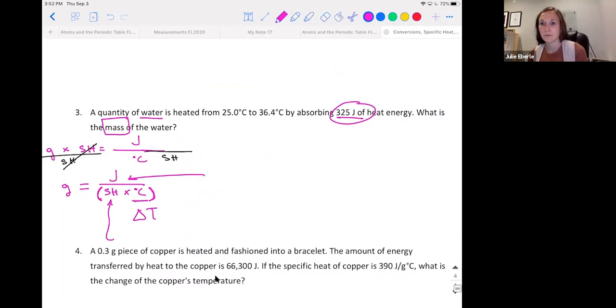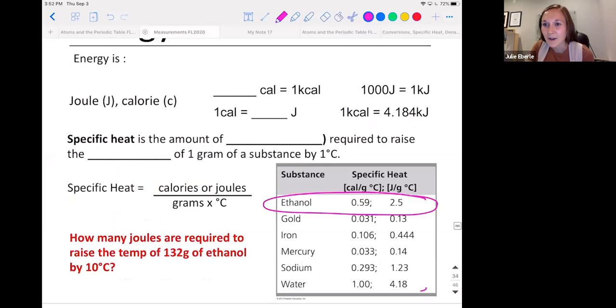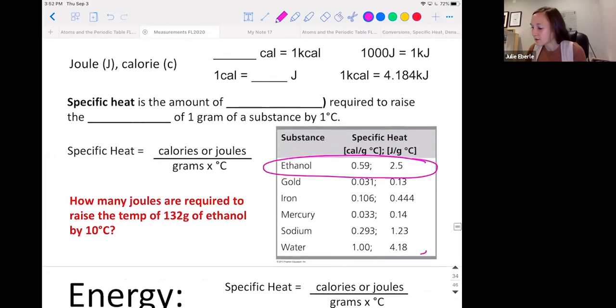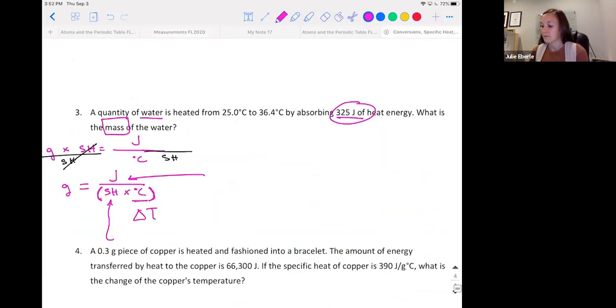It's on the graph that you gave us on the slides. Oh, hi, Hannah. Yeah, we're talking about water here, so you're either going to pick 1 or 4.18. Which one do you need? Joules, 4.18. Yep, you need the one that's got joules in it, so 4.18. There you go.